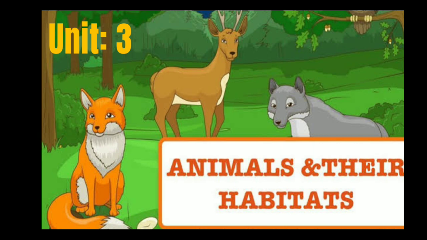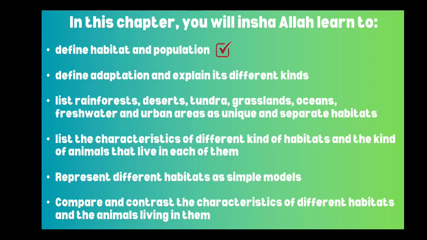Today we are going to study about animals and their habitats. In this chapter, you will inshallah learn to define habitat and population, define adaptation, and explain its different kinds. You will also be able to list rainforests, deserts, tundra, grasslands, oceans, freshwater, and urban areas as unique and separate habitats.